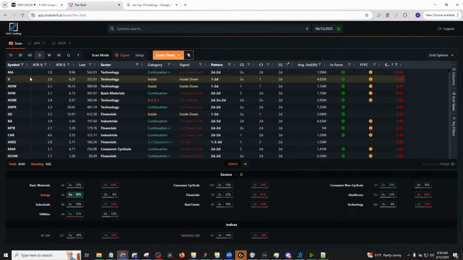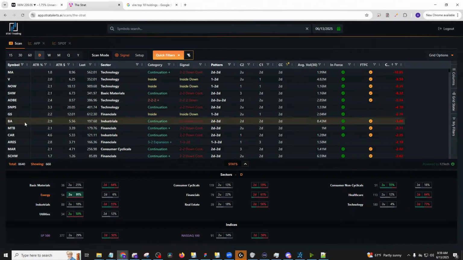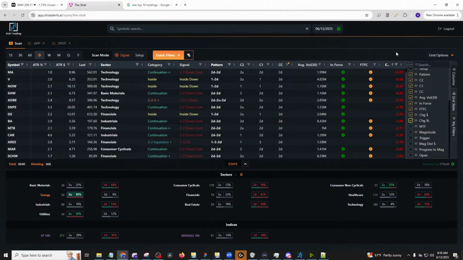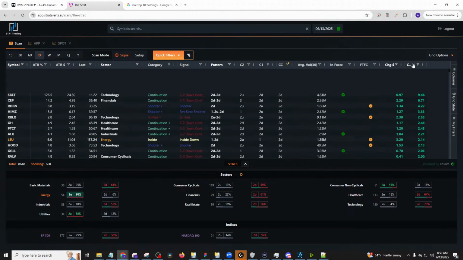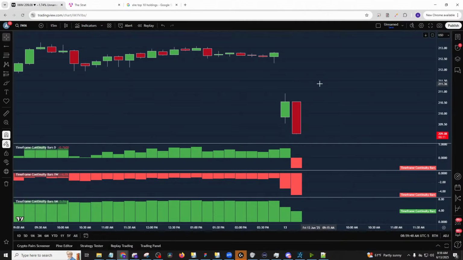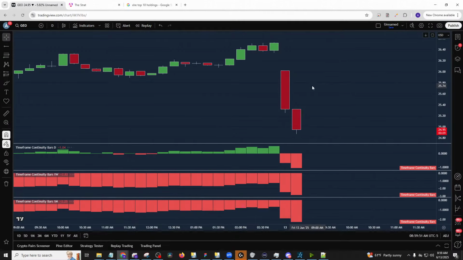On the downside, MasterCard, Visa are the brightest red to start the morning. Goldman Sachs, Boeing. Check the percentages as well. Biggest percent losses now, real estate's Geo.